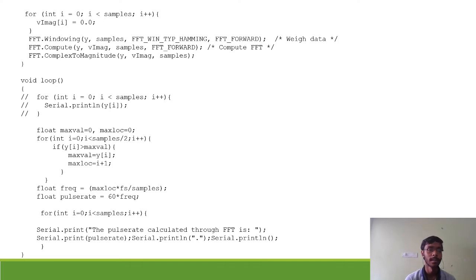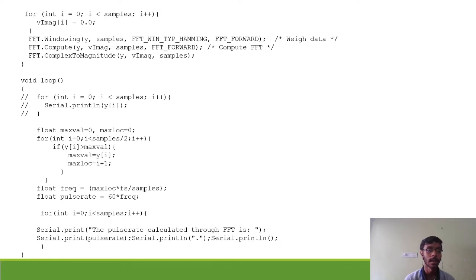So this one is done. We got our FFT. Now if we want to print our FFT, the first 3 lines are there in the void loop, where we are printing y, because the magnitude should be an absolute value, and we are calculating the absolute value and storing it in y with FFT.complexToMagnitude.